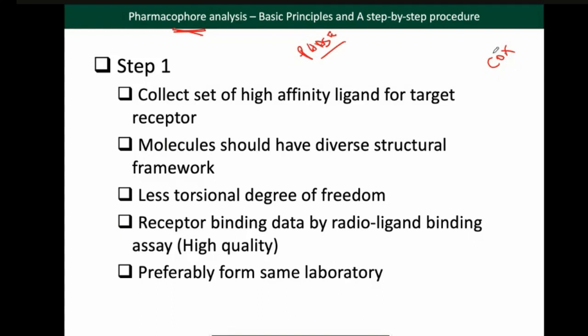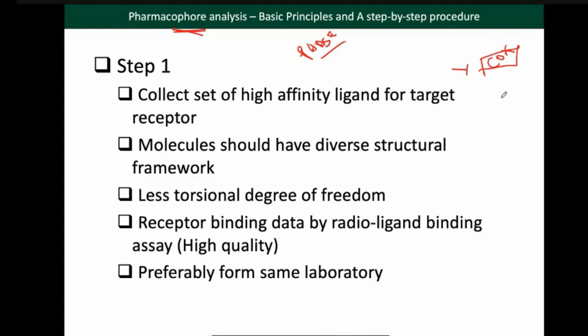Okay, COX, prostaglandin, how that is related to pain killing activity, right? So that's why I'm using this example again and again, right? This protein again and again. So if we consider we are interested in designing a new inhibitor for COX, a more potent inhibitor of COX, a novel inhibitor of COX, whatever it is, right?